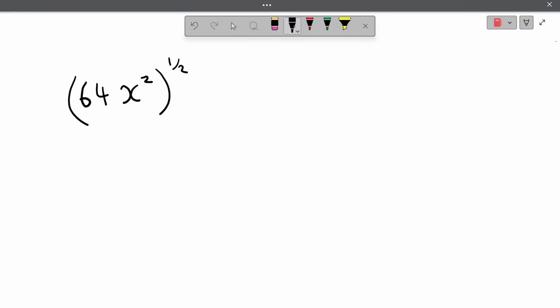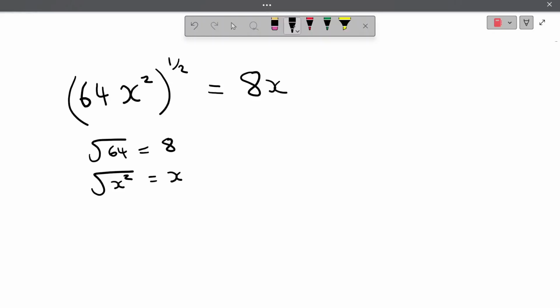So let's have a little look at when we've got algebra. So here we have 64x squared to the power of a half. And a bit like before when we had fractions, you dealt with each one separately. We're going to do the same here. So what we have here is the square root of 64 is 8, and the square root of x squared is x. So we kind of then have just attached them together, which is 8x.